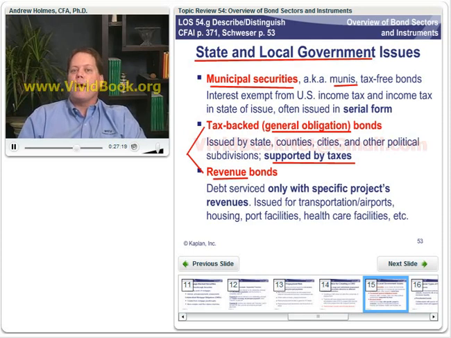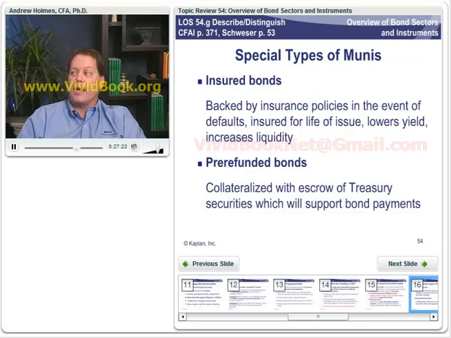Okay, so what about special types of munis? Well, an insured bond is just one where the issuer has gone out and bought insurance. Well, that says bond insurance, so it's probably AAA rated, and that means that the bond insurer has supplanted its credit risk for the credit risk of the issuing municipality.